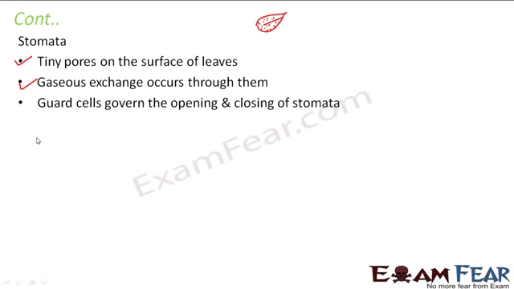So in order to prevent excessive water loss from the plants, there is a technique by which the stomata remain open sometimes and get closed when not needed. When intake of carbon dioxide is not needed, the stomata remain closed. So this opening and closing of stomata is governed by what are known as guard cells. It is a pair of cells which actually control the opening and closing of stomata.